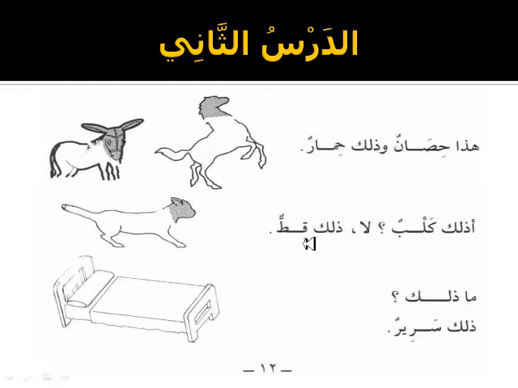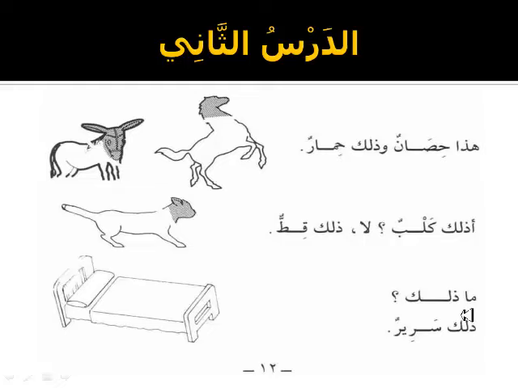And then we have a negative particle la. This is what they call harf nafi. If you put this in front of a sentence, it makes it negative. All right. So la dhalika qittun. No, that is a cat. So we have, is that a dog? Kalb means dog. Kalbun. The next sentence, we have the ma dhalika question.